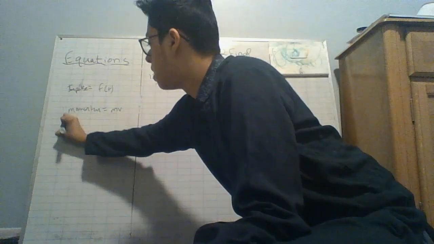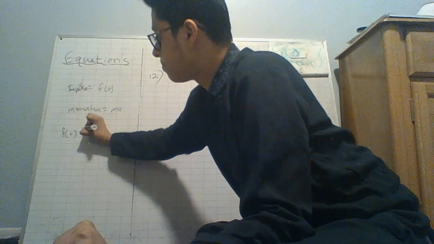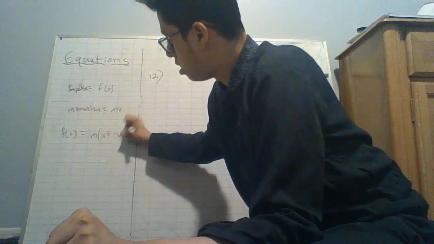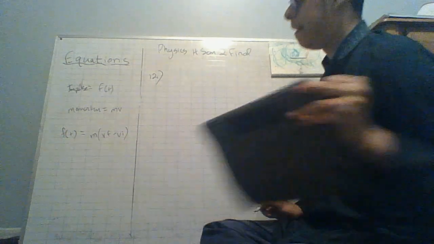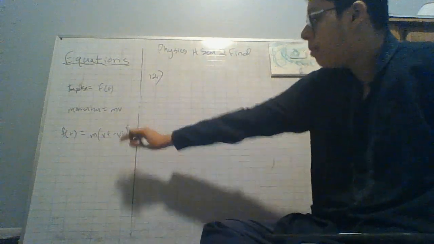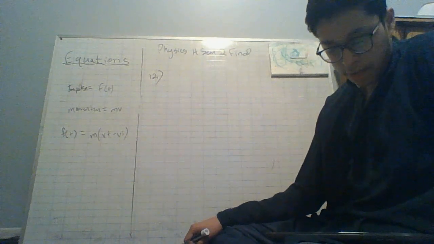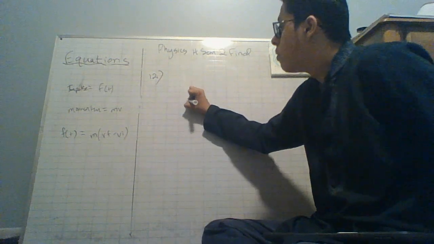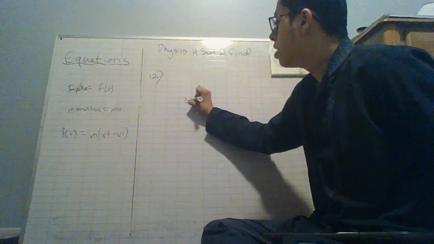Now, and then there's the combined equation, which is this, right? Now we're going to use the combined equation here because we're given the impulse. How are we given the impulse, you say? Because we have our force, which is 30 newtons.